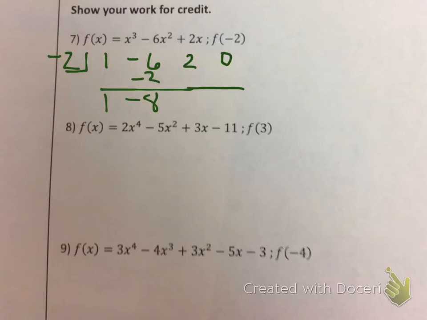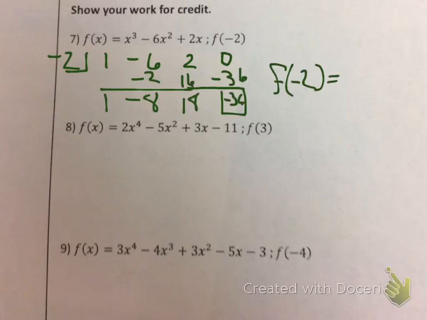Once you establish whatever your highest exponent is, make sure you put zeros for the terms that are missing. So in this case, I was missing just a regular number, so I had to still put a 0 there. So I go through all this, and I end up with a -36. So f of -2 is equal to -36.